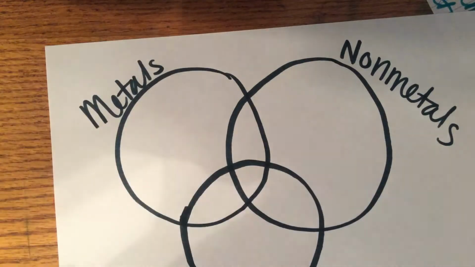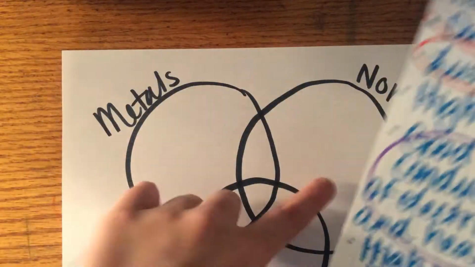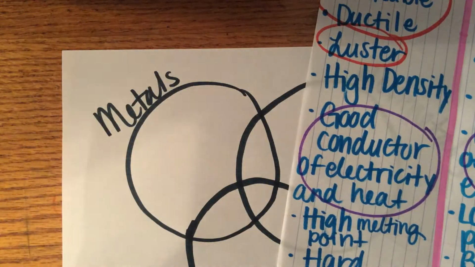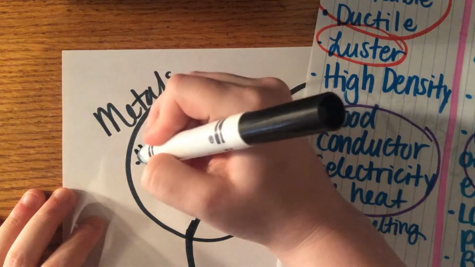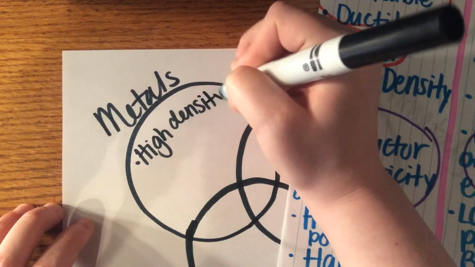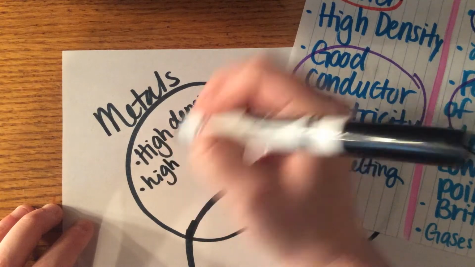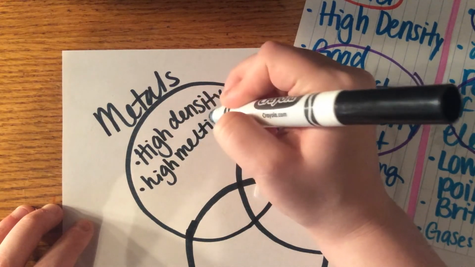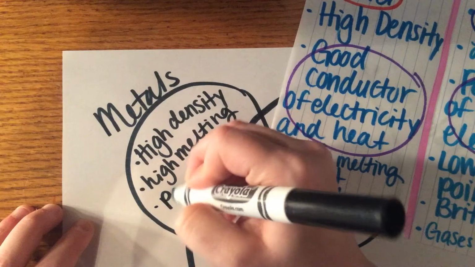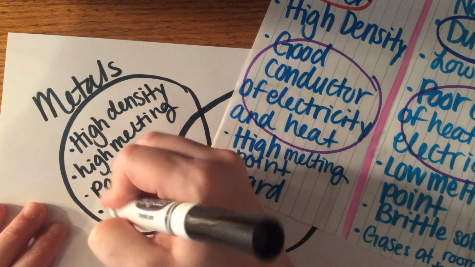And now we will put these separate. Looking at this sheet earlier, we will put our separate characteristics in each of these outer bubbles. For example, I will put that metal has high density. They have high melting points. And they are hard.